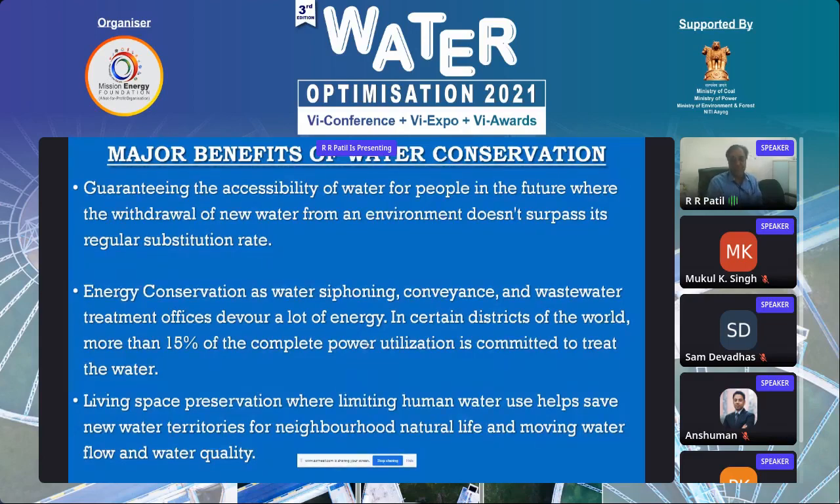Energy conservation is also achieved. Energy is consumed by the siphoning process, conveyance, and wastewater treatment. A lot of energy is consumed to treat wastewater. In certain districts in the world, it is observed that 15% of total power utilization goes to treating wastewater. So if we generate less wastewater, we can also conserve energy. It will also help save new territories for neighborhoods, natural life, and flowing water flow and quality.